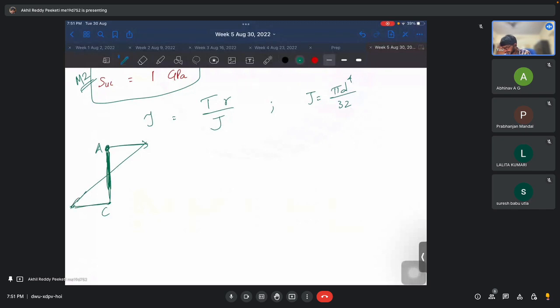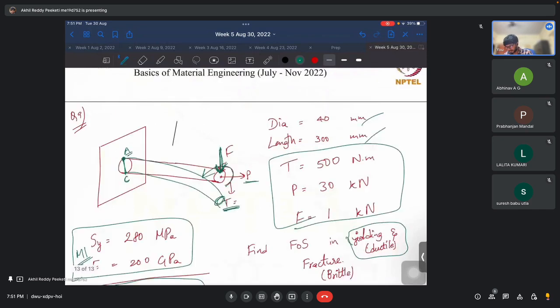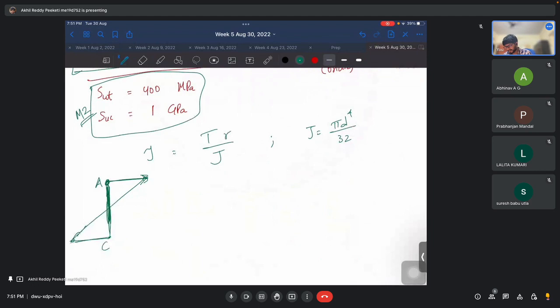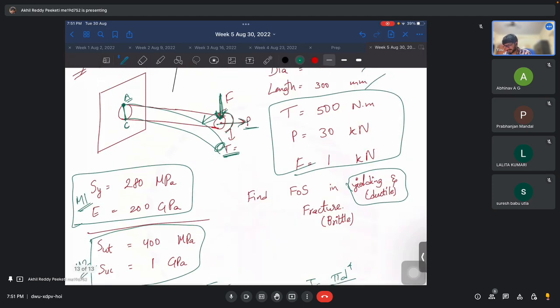Okay. So at A we have tensile load due to beam bending, and because of this P axial loading, we have that also. So sigma at A would be due to beam bending. What is the formula? Bending moment into y by I, where I is pi d power 4 by 64, and y here would be the radius, and then the bending moment at this point is force into length, right?